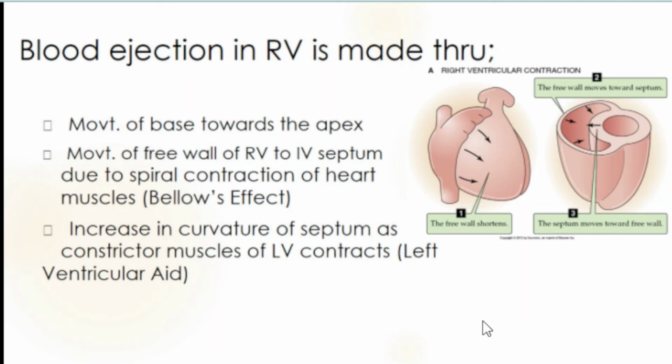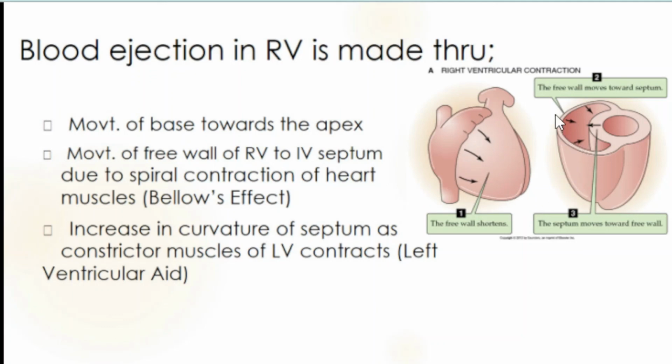So first, let's start with the right ventricle. This is your right ventricle. Okay? So the first movement of blood ejection is the movement of the base. The base is the top part towards the apex. So magsho-shorten yung length ng muscle natin.